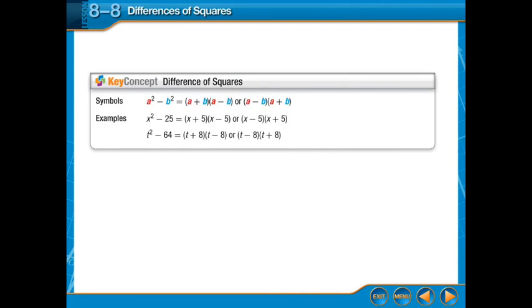Alright, so the difference of squares is when you have a squared minus b squared, and that will factor into a plus b and a minus b. The square root of a squared is a, and the square root of b squared is b. If you look at the next example, the square root of x squared is x, and the square root of 25 is 5. When you FOIL these back together, you're going to notice that those two middle terms always cancel each other out.